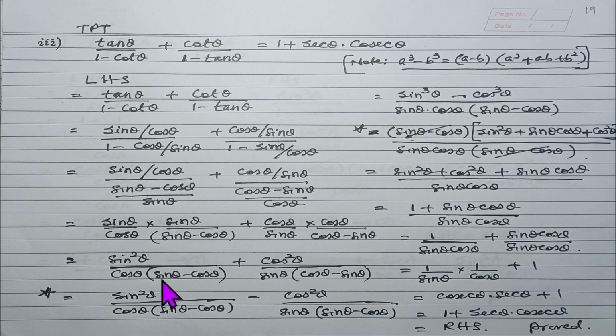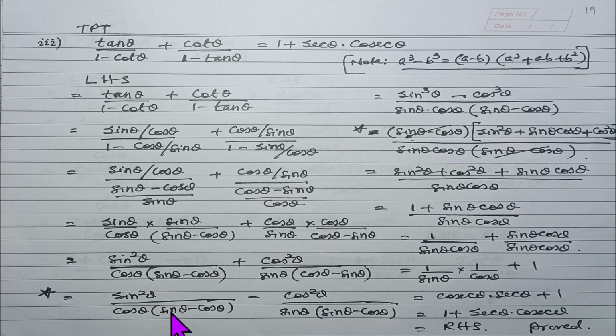Now if you observe here, this is sin theta minus cos theta, this is cos theta minus sin theta. I cannot take the LCM, so I will convert this into sin theta minus cos theta. When I do that, I have to take the minus sign outside, so plus becomes minus there. So I have got sin square theta divided by cos theta in the bracket sin theta minus cos theta minus cos square theta divided by sin theta into sin theta minus cos theta. Now we have the LCM. If I take the LCM now, the LCM is sin theta into cos theta into sin theta minus cos theta, and that is the LCM I have taken.